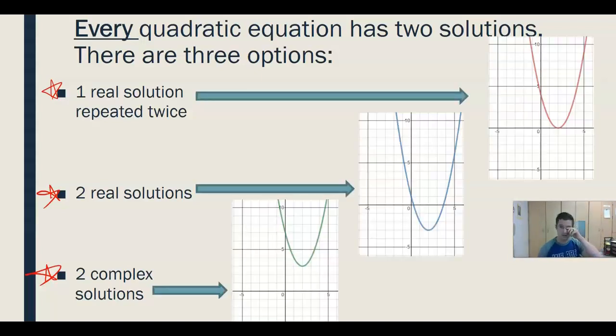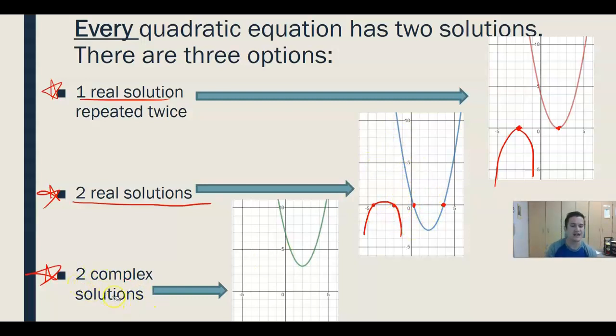The graph of a quadratic function that has one real solution repeated twice is going to look something like this. Whether it's right side up or upside down, it's going to touch the x-axis one time. The vertex will be on the x-axis. It has one solution. A quadratic function that has two real solutions is going to cross the x-axis in two places, like this, or maybe like this if it was upside down. It will cross the x-axis two times.